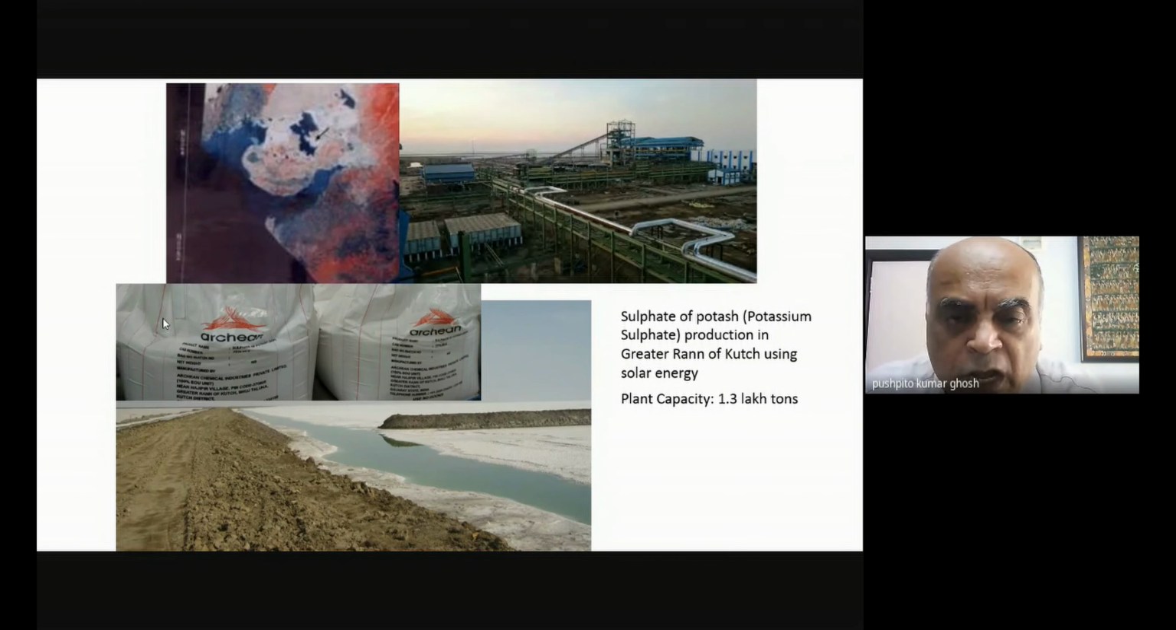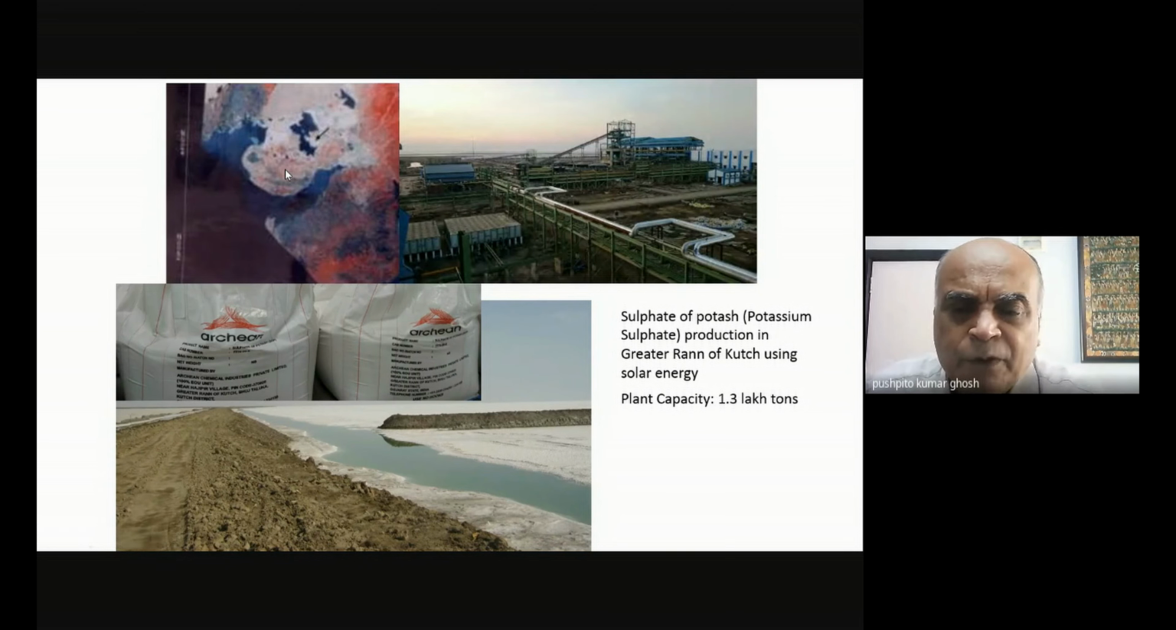So it would never be possible to do any of this without solar energy. It would simply not be cost effective. All of this is possible because of solar energy, the fact that in this place there is so much sunshine. It's a semi-arid place, so there's very little rainfall.